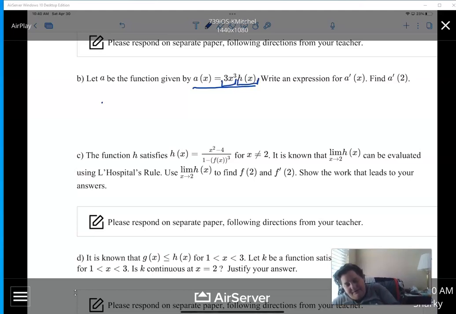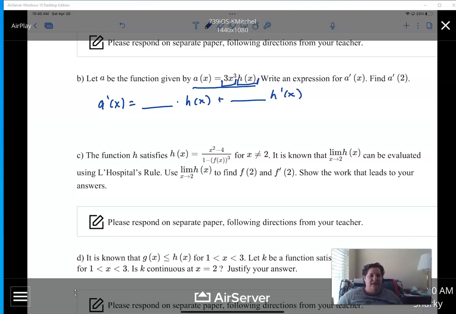Okay, here we go, guys. A prime equals the derivative of the first times the second plus first times derivative of the second. Now, for the derivative of the second, I just have to put h prime because I don't really know what it is. Derivative of the first, 3 times 3 is 9x squared times the second, and then 3x squared times h prime. So write an expression for a prime of x, did that.